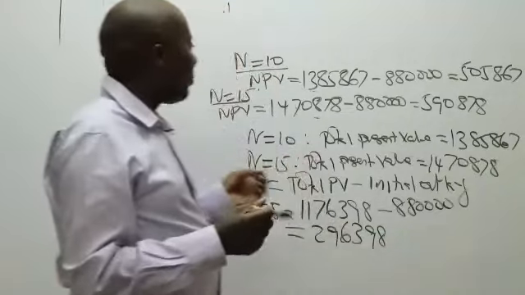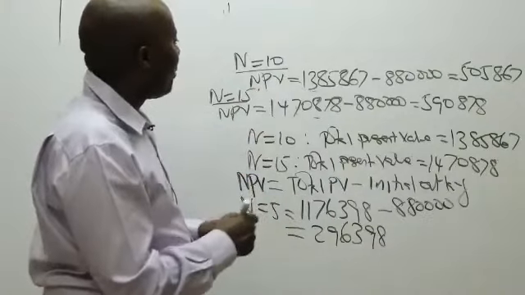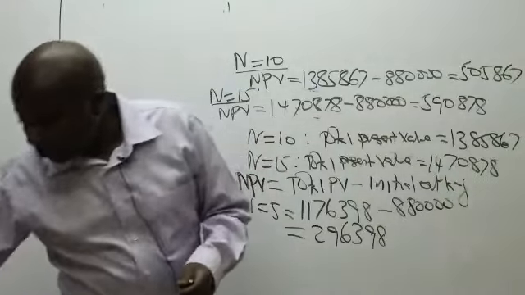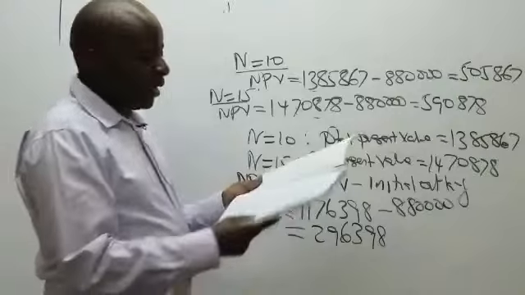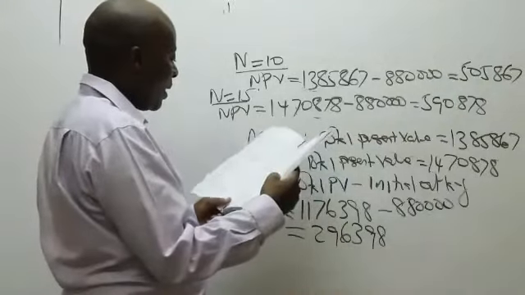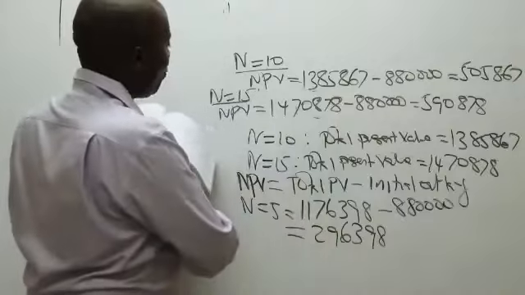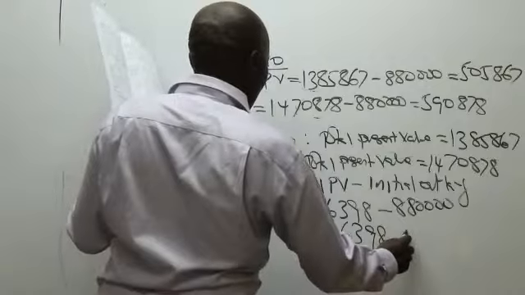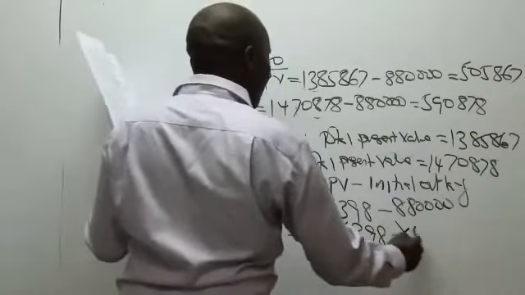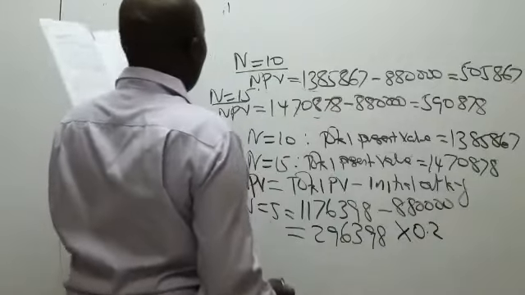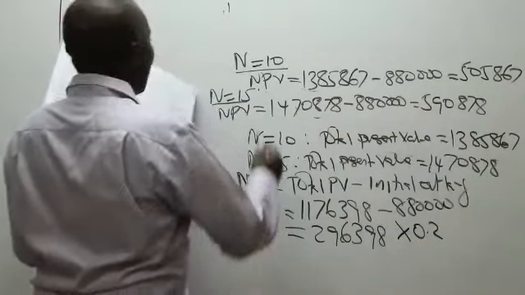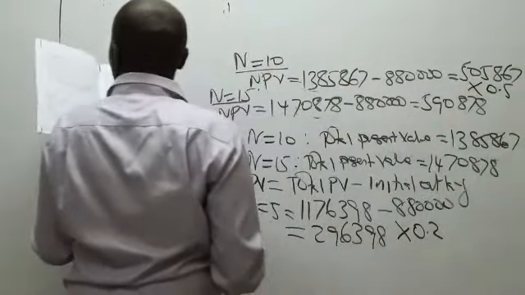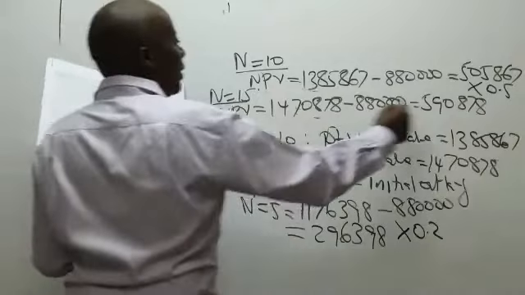We already have the probabilities. Remember the probabilities have been given: when n is 5, the probability is 0.2. So I should come here and pick the NPV of 5 and multiply it with the probability. Then the NPV of 10, I know the probability there is 0.5. And then we have an NPV of 15 times 0.3.